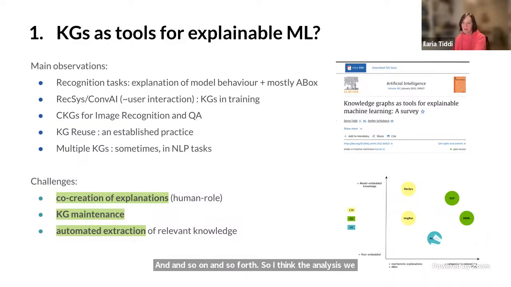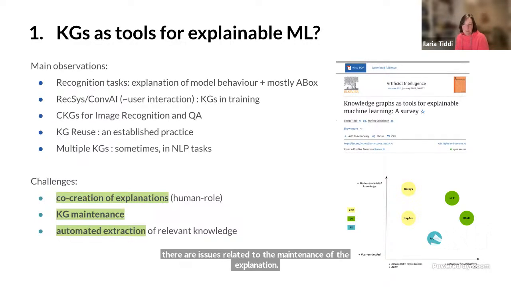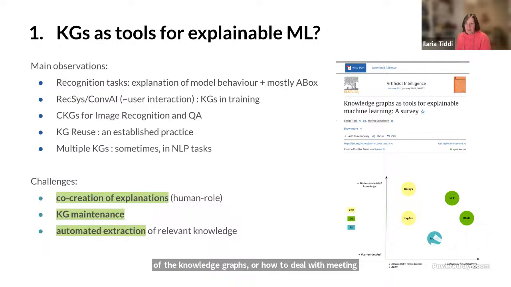And we also tried to identify the challenges for the field, right? There are things that we were hoping to see, but that didn't happen, including what we call the co-creation of explanations, so really having the human play a role in the generation of the explanation. There are issues related to the maintenance of the knowledge graph, so how to deal with missing information or bias when generating explanations.